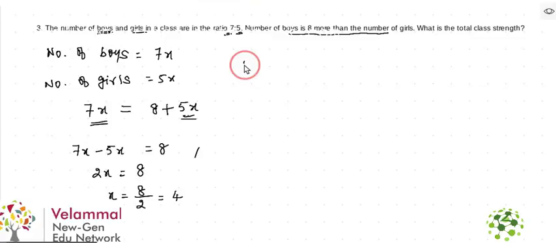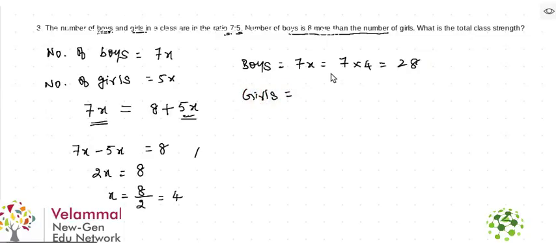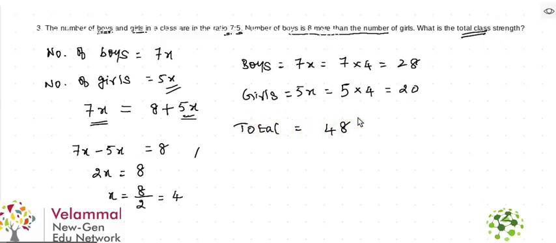So how many boys are there? The number of boys is 7x, which is nothing but 7 into 4, so 28 boys are there. And how many girls are there? 5x. Correct? Very good. 5x, which is 5 into 4 because x is 4, so 20. Always after doing this, please check what is asked in the question. What is the total class strength? Number of boys plus number of girls. So 48 is the total strength of the class.